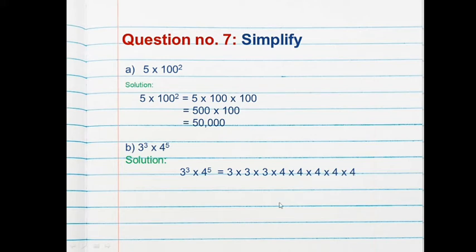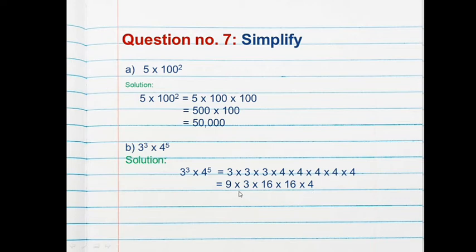Now we are going to simplify it. 3 into 3 is 9, into 3, into 4 into 4 is 16, and again 4 into 4 is 16, into 4. So what we did here, I have multiplied these two numbers, that is 3 into 3. We got here 9. Then 3 we will write as it is. Then 4 into 4 is 16. Then again 4 into 4 is 16 into 4.